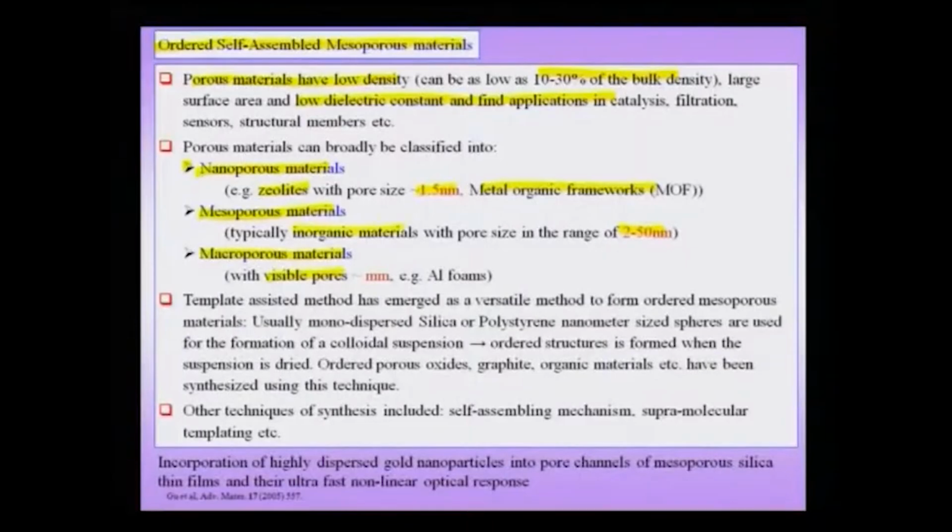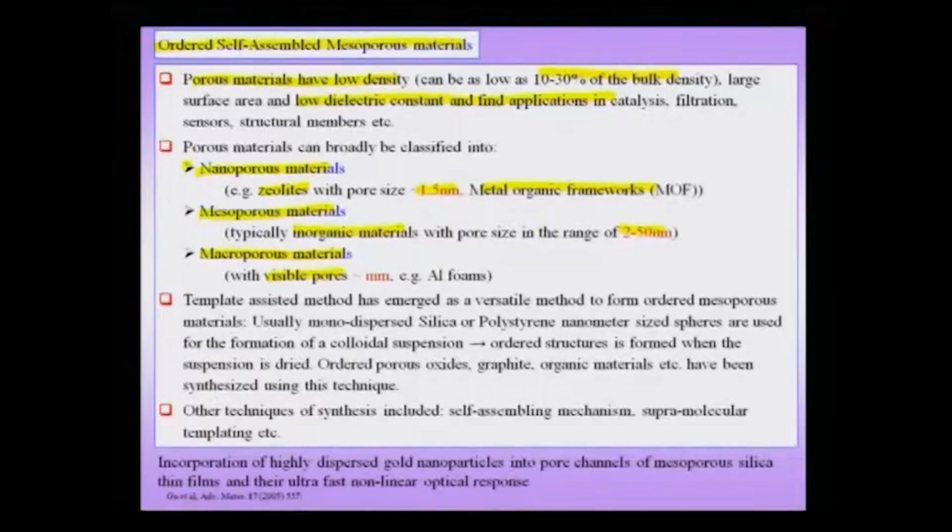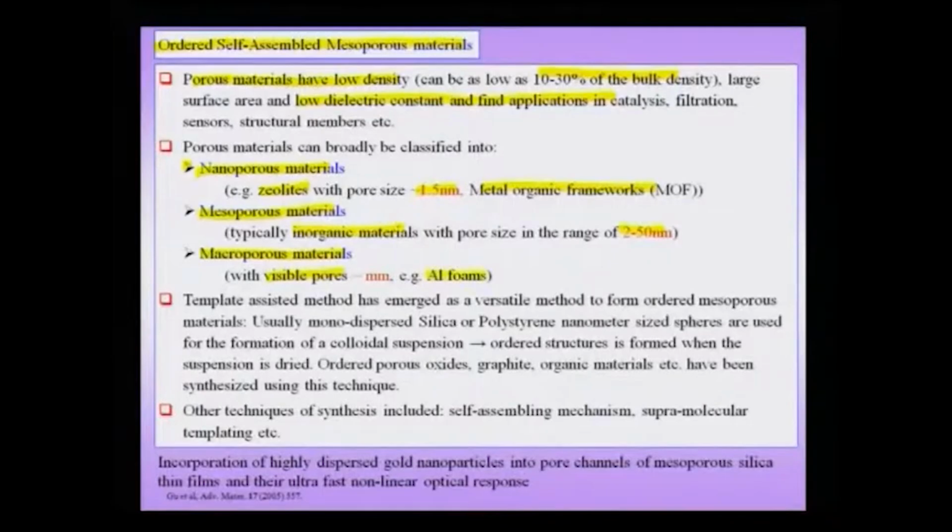In mesoporous materials, which are typically inorganic in nature, the pore size is much larger, and these have to be specially made using some artificial methods, like we shall see, like templating methods. Macroporous materials, like we just said, have pores visible to the naked eye, and one example would be aluminum foam, which is also finding widespread application nowadays, and we shall not discuss these macroporous materials in detail here. Now, how can I make these mesoporous materials?